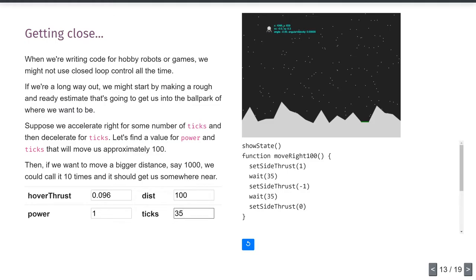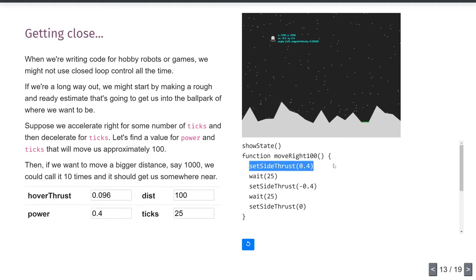In fact, the other thing that I could do is let's set that back to 25. And that turned out to be this nice, neat 250, 2.5 times too much. Let's just turn the power down by 2.5 times. So let us set the side thrust to 0.4 for 25 ticks, then to minus 0.4 for 25 ticks, and then turn it off. And now I actually move pretty nicely 100 pixels.